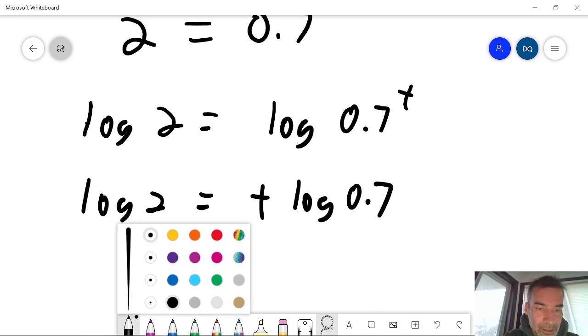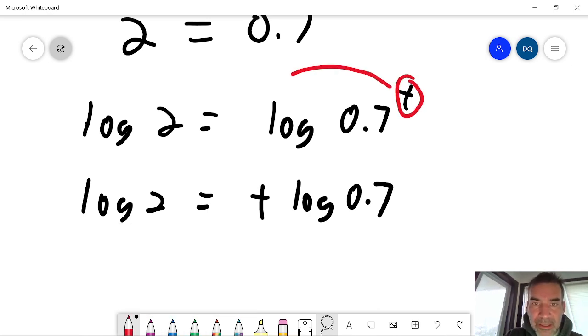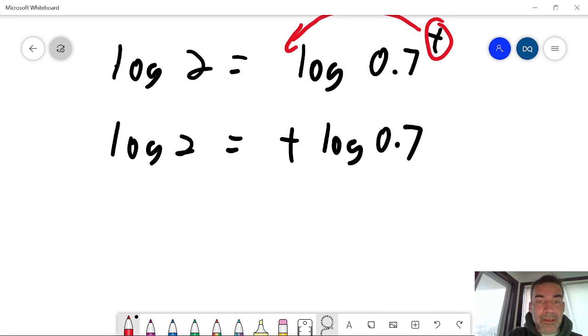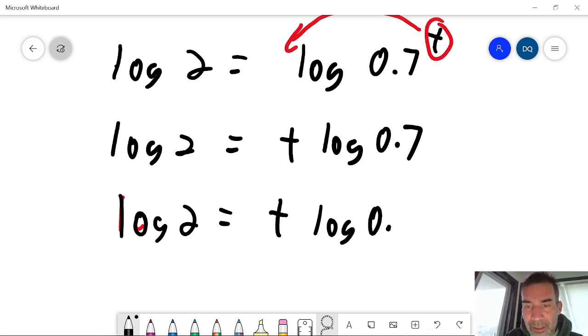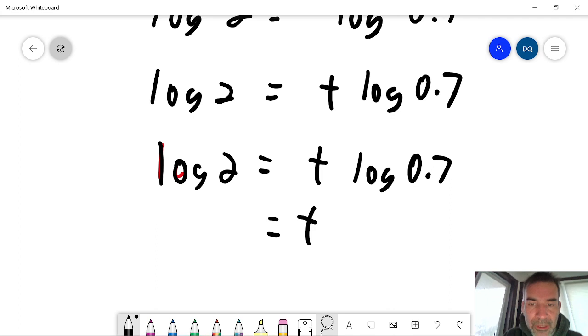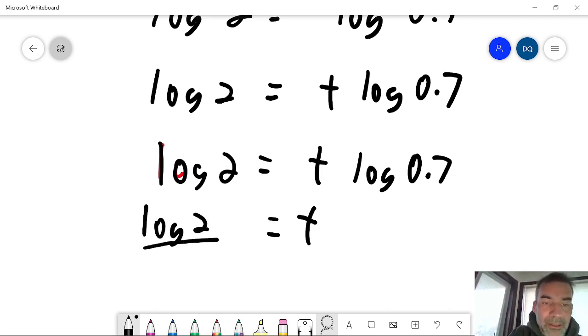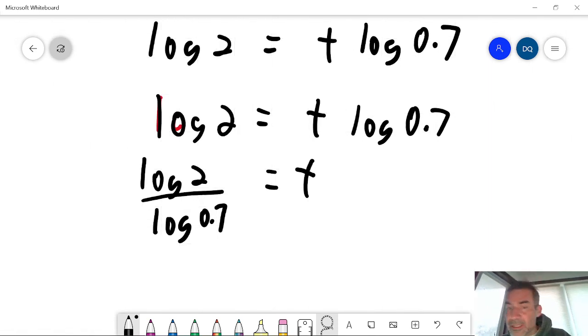So with the power law of logs, this exponent here makes its way down to the front. And then I now have a number multiplied by t equal to another number. The log of 2 is equal to t times the log of 0.7. So t is equal to the log of 2 divided by the log of 0.7. Now that I've isolated t, I only have to determine the value of these logs, divide them, and I have my solution. So I need the log of 2 divided by the log of 0.7.